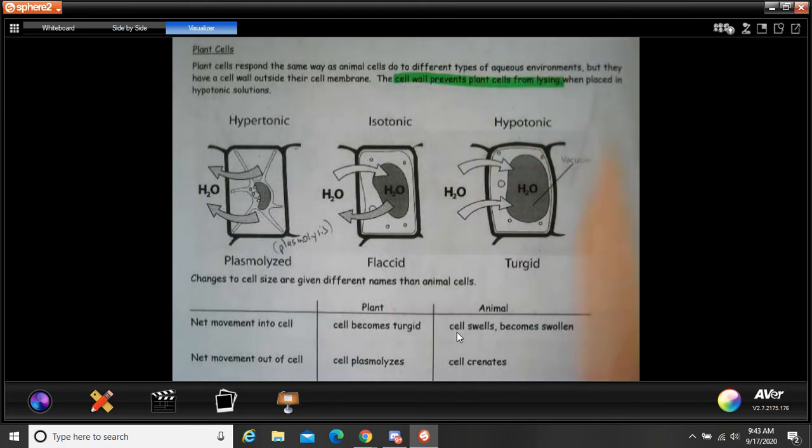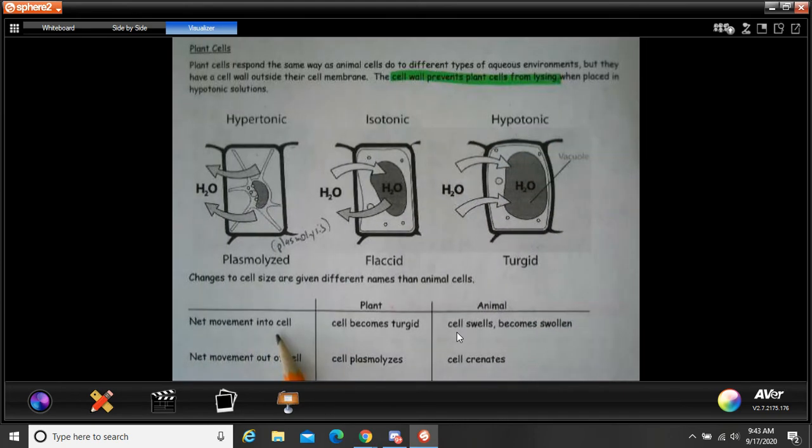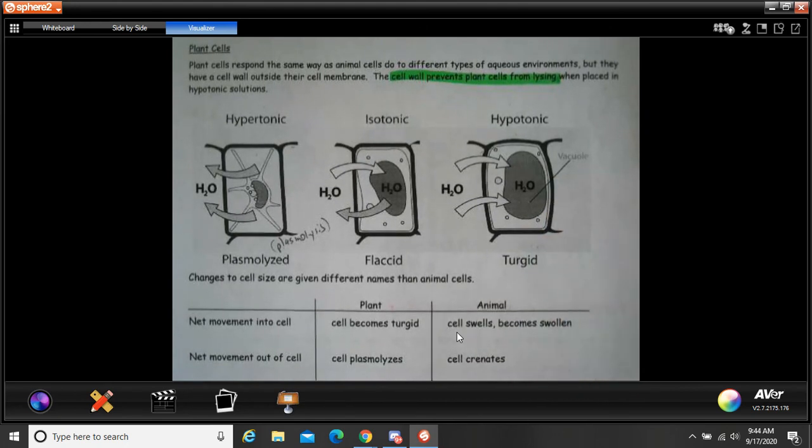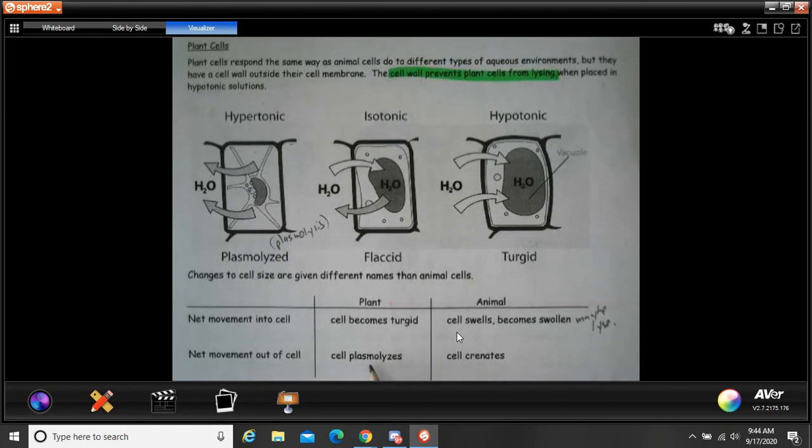All right, so when there's net movement into a cell, it becomes turgid. In an animal cell, it swells and perhaps maybe lyses. When there's net movement out, the plant will undergo plasmolysis or plasmolyze. In an animal cell, it will crenate.